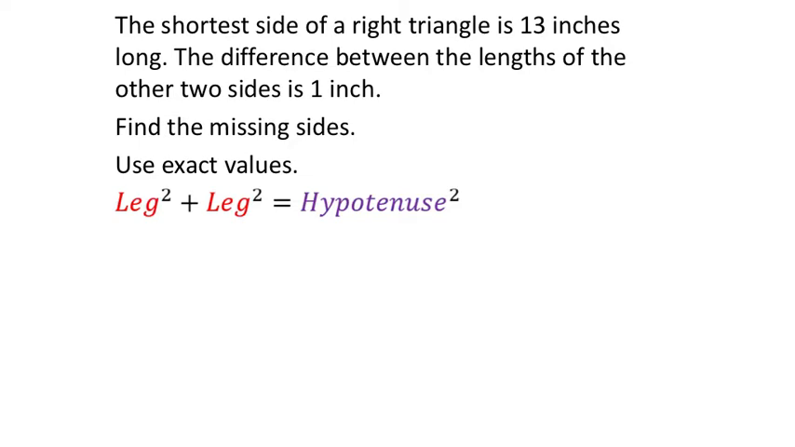All right, now we make it a word problem, which for some students is like, oh man, why do you have to make it really hard like that, right? Okay, it's not meant to be. It's just now it's words. So you may have to draw your own picture of a right triangle. The shorter side of a right triangle is 13 inches long. The difference between the lengths of the other two sides is 1 inch. Find the missing sides, use exact values.